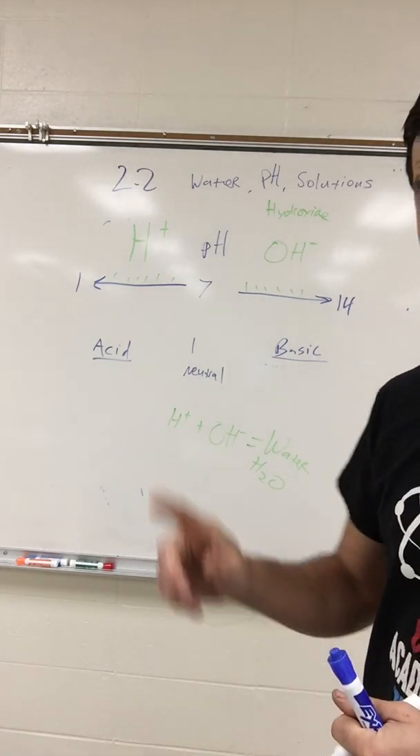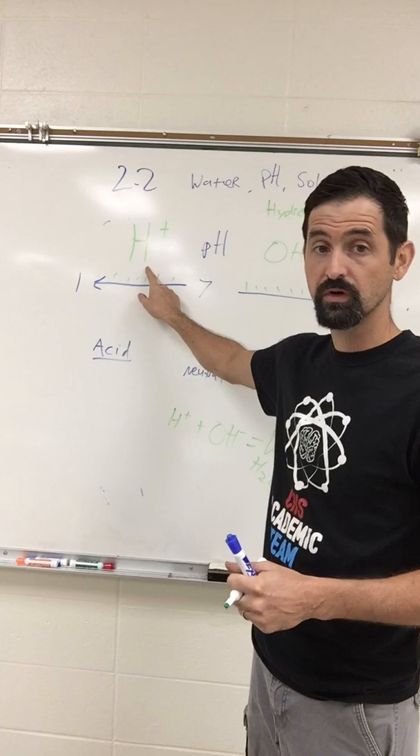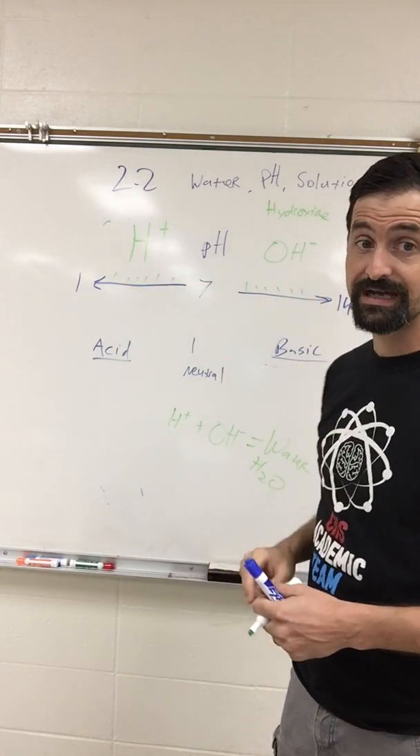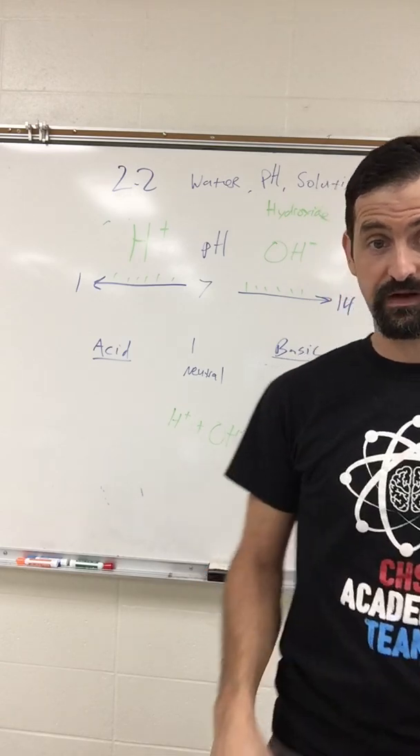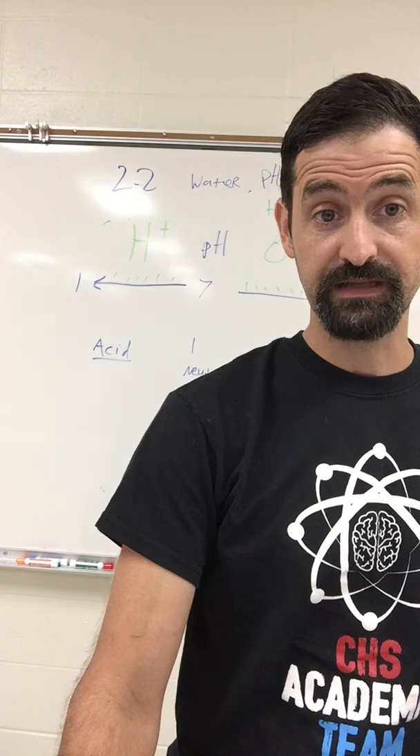Okay, so remember, I guess the big thing here is what makes an acid is more and more hydrogen ions. What makes a base is more hydroxide or OH negative ions. And if they meet, then they kind of balance each other out.